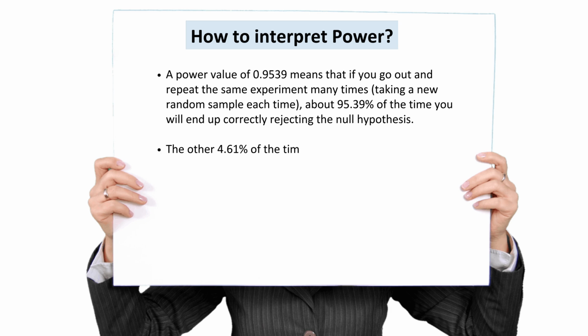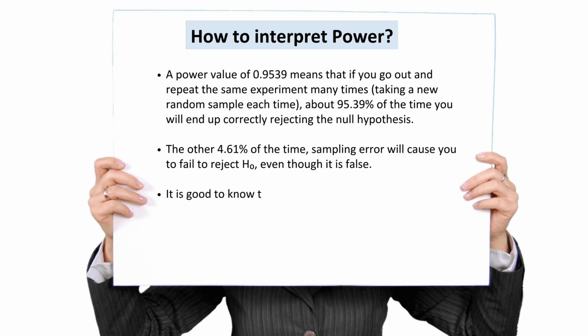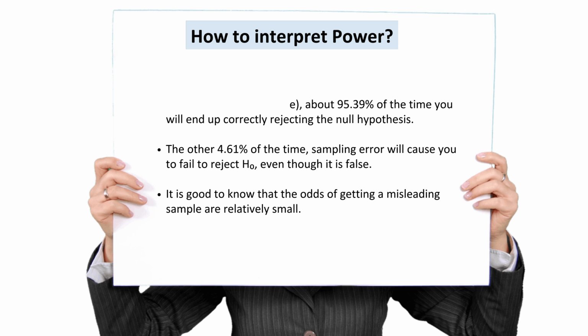However, it is important to acknowledge that there is still a possibility, about 4.61%, of encountering sampling error, leading to a failure to reject the null hypothesis even when it is actually false. While this may seem concerning, it's worth noting that these odds are relatively small.